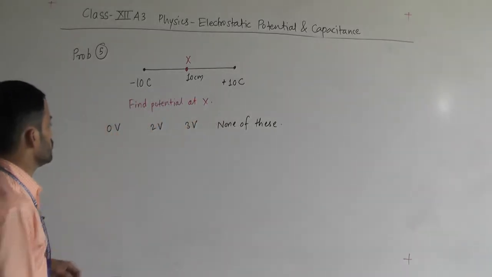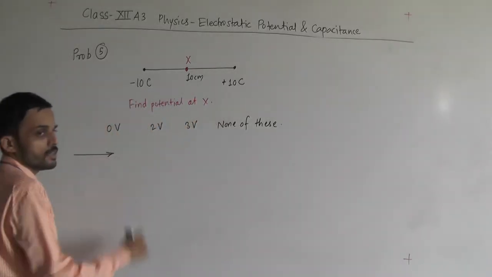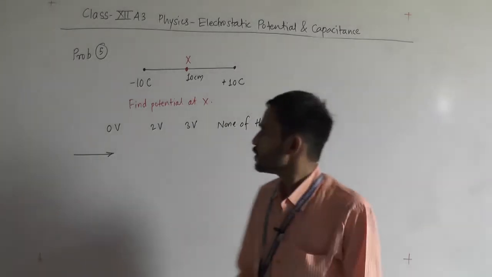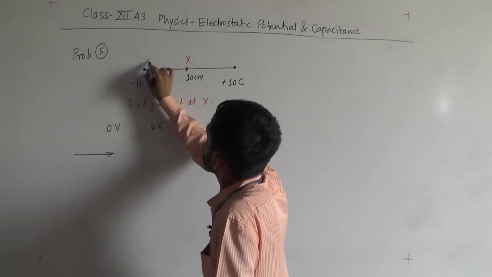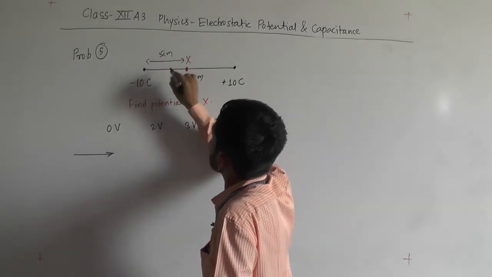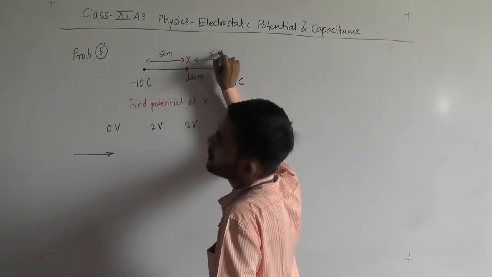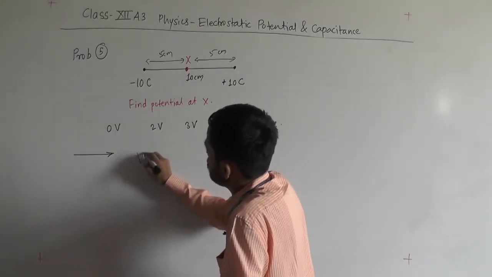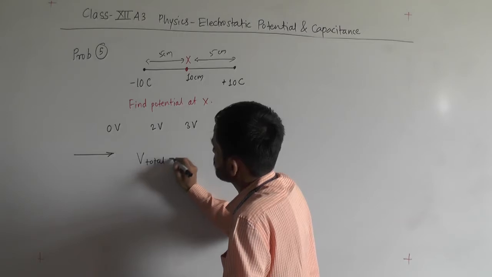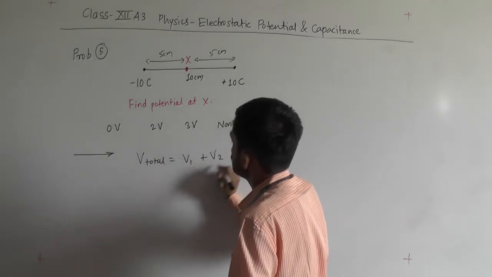Now, potential due to a single charge you are knowing. So potential due to multiple charges, no problem. This is 10 centimeter, so this will be 5 centimeter, and this will also be 5 centimeter. Correct. So what will happen? V total will be V1 plus V2.